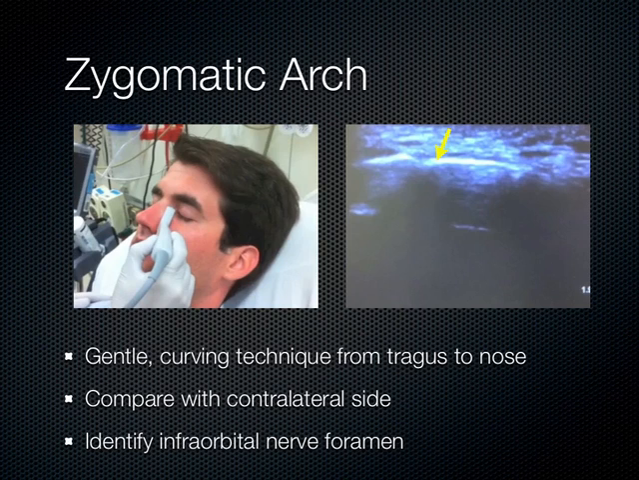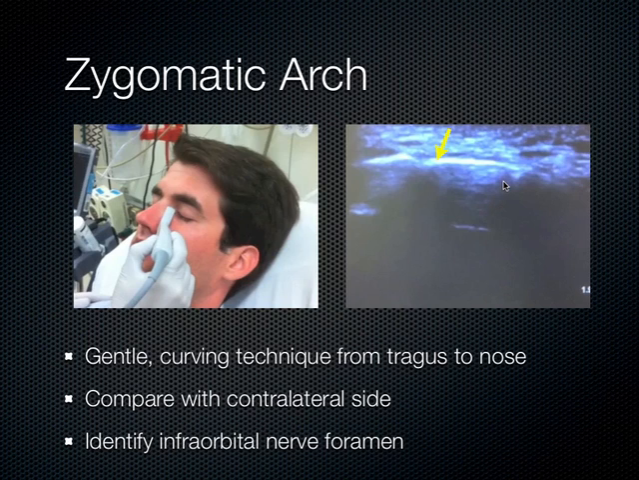The bone is very hyperechoic, and we can easily see the shadowing coming down here in the lower field. And basically, you just slowly scan along the area from the tragus to the nasolabial fold, where you're going to see the maxillary process of that zygomatic arch.